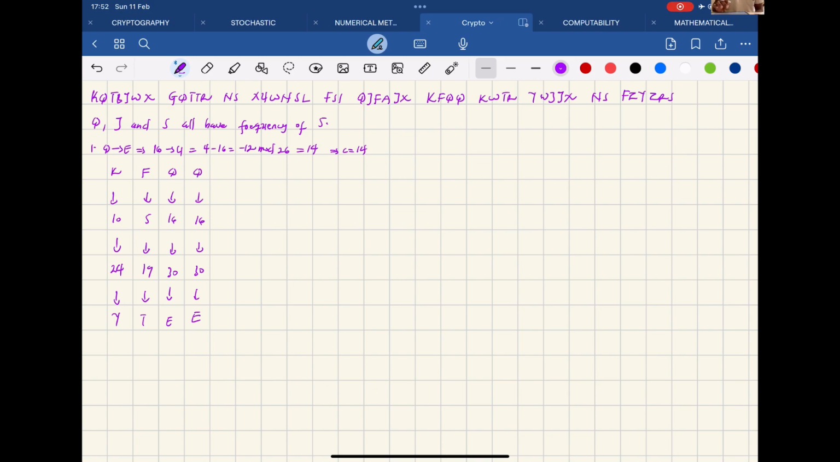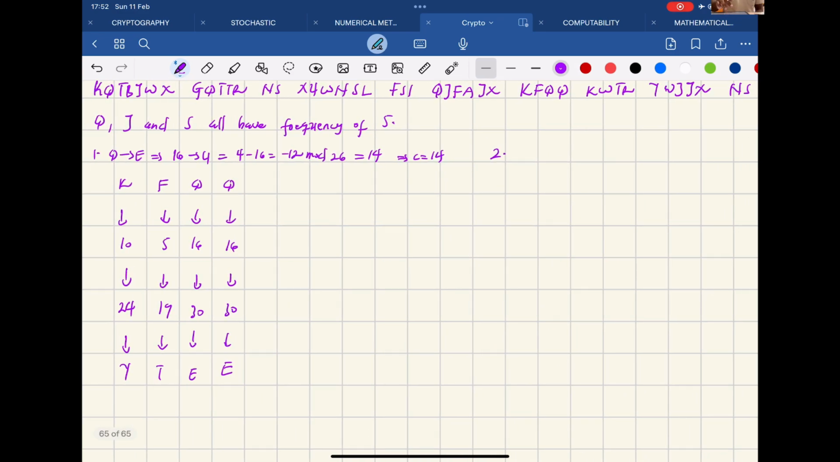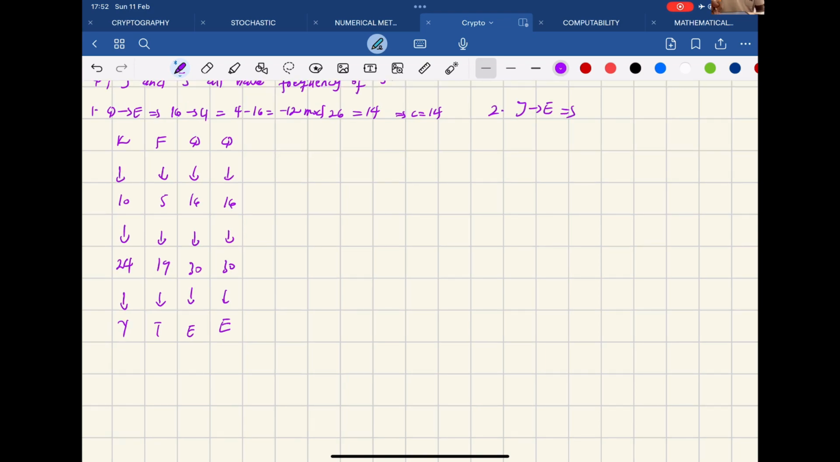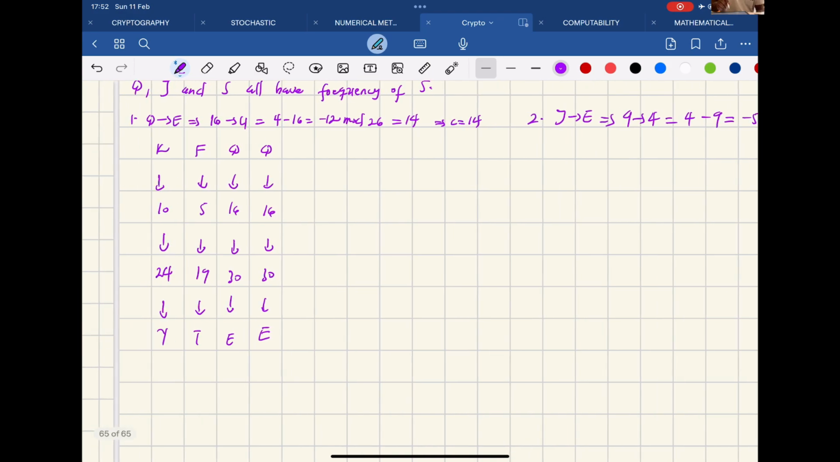So we have to try another alternative. What if instead of Q we use J? If J corresponds to E, then 9 corresponds to 4. To find the key, we get 4 minus 9, which is equal to minus 5, and minus 5 mod 26 is equal to 21.